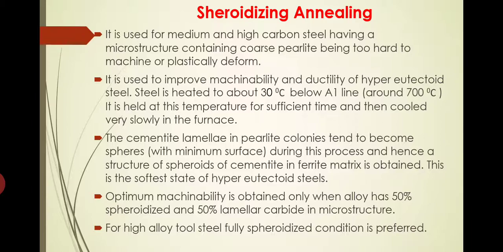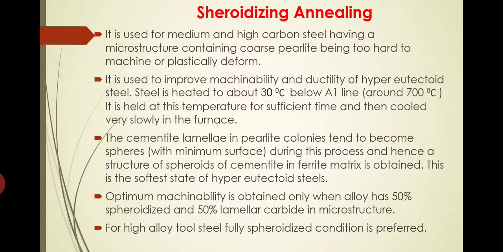The cementite lamella in perlite colonies tend to become spheres with minimum surface area during this process, and hence a structure of spheroid of cementite in ferrite matrix is obtained. Okay, this is the softest state of hyper eutectoid steel. So in order to make the perlite into the softest one, we are going for spheroidizing annealing.